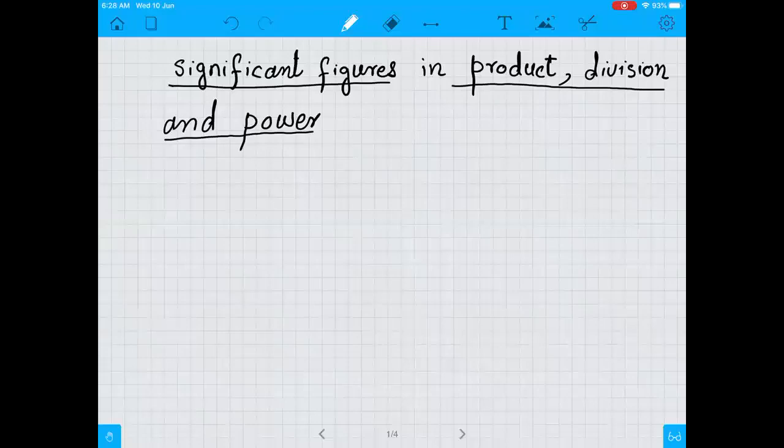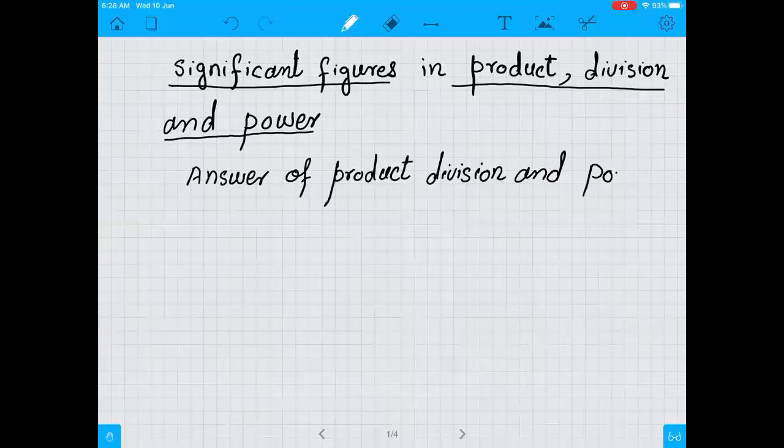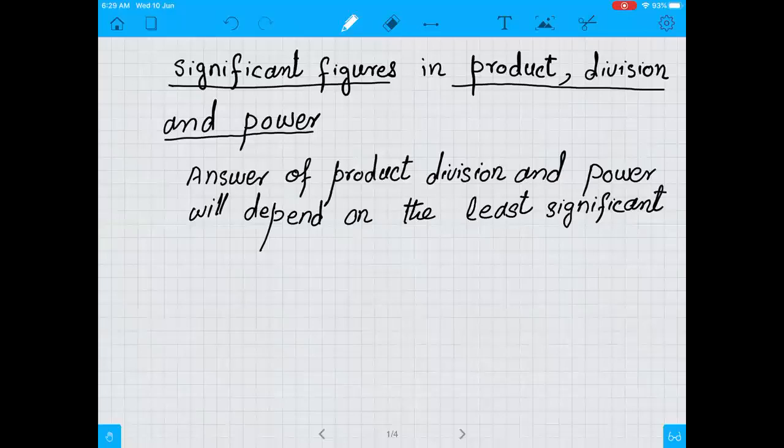Now, the answer of product, division and power will depend on the least significant data. Students, whatever I'm writing, you have to copy it with me.